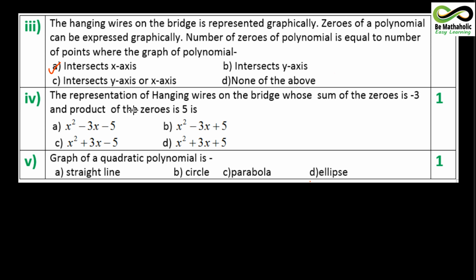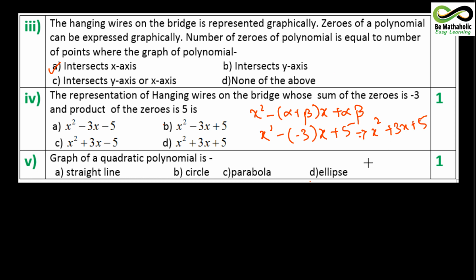Then come to the fourth part here. The representation of hanging wires on the bridge whose sum of the zeros is -3 and product of the zeros is 5 is. Now children, I told you the expression already, that to find the quadratic polynomial, earlier also I told you the formula. When you are asked to find the quadratic polynomial, this is the required relation. So here the sum of the zeros is -3, so let's substitute the value, and the product of the zeros is 5, so just put 5 over here. It's a simple plus 5. So after solving, this will give you x square plus 3x plus 5.